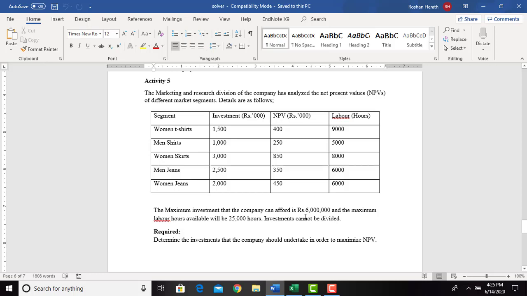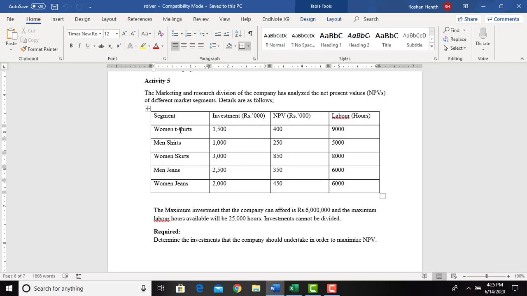Among these different projects, you can't accept all of them; the company can bear 6 million. The maximum labor hours available will be 25,000 hours. Also it says the investment cannot be divided, so the project is either accepted or rejected. You can't accept half of the project.